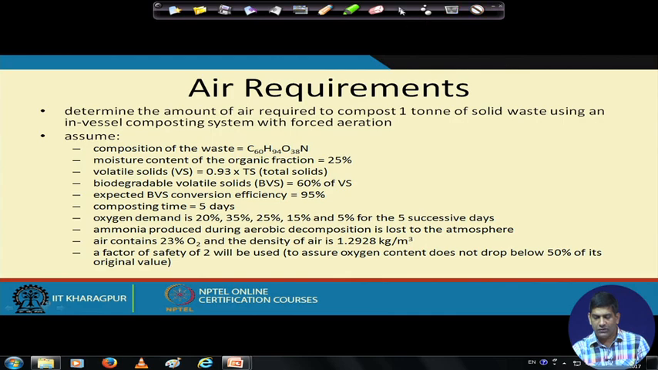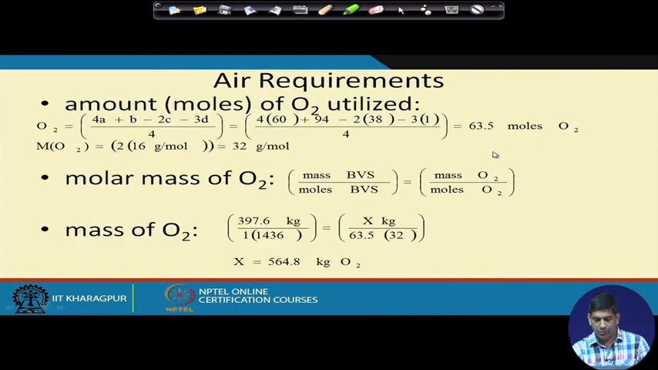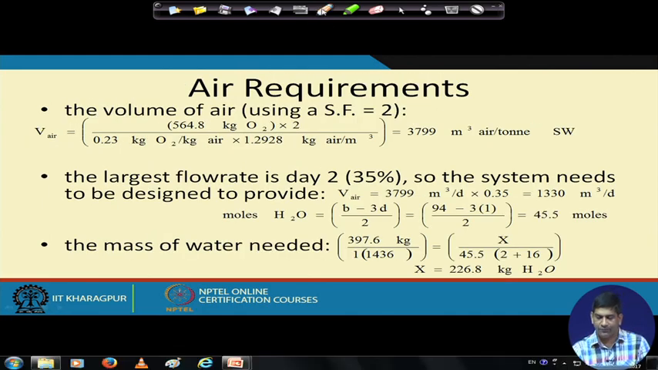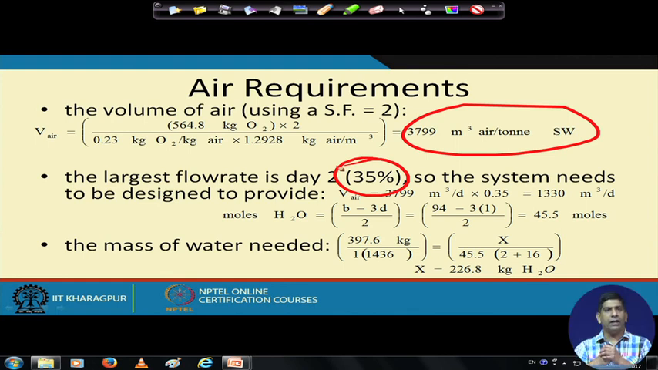Because once you have this number, you have this many meter cube of air required per ton of solid waste. Now this much air is required over a 5-day period, because we have been told that composting is a 5-day process. But on day 2 we require 35% of the oxygen. So most of the oxygen is actually required on day 2.